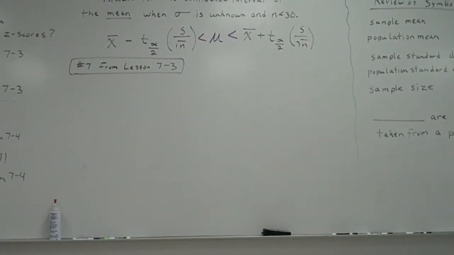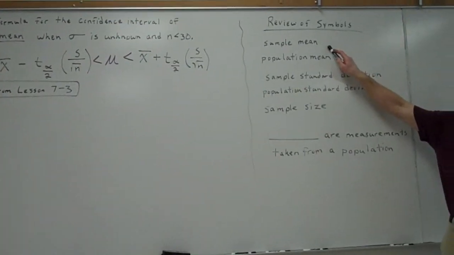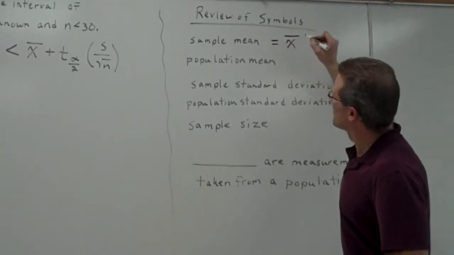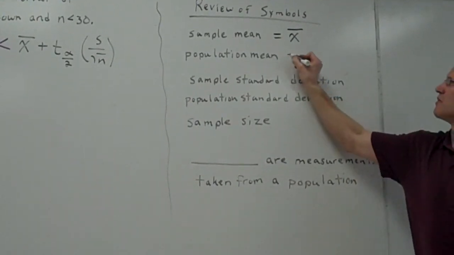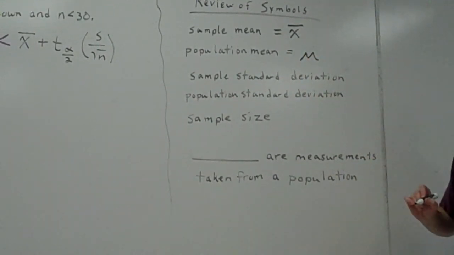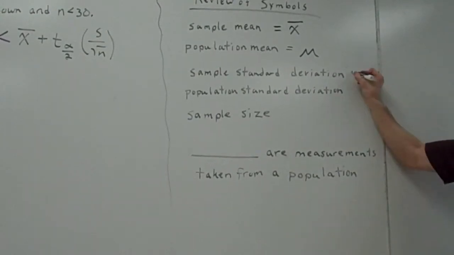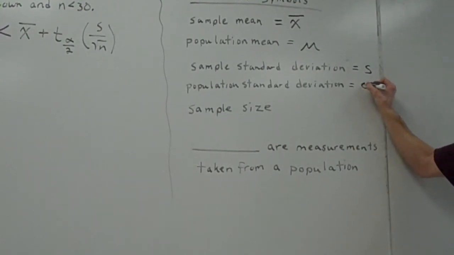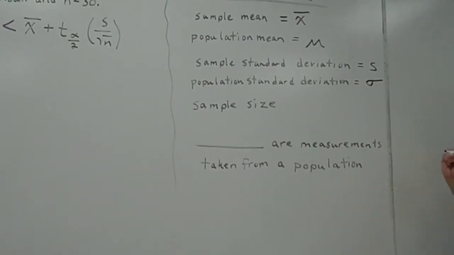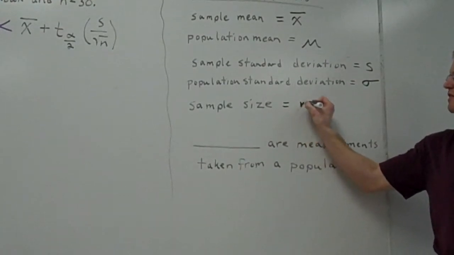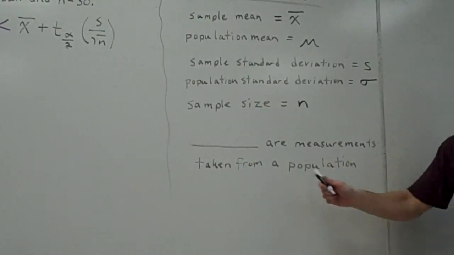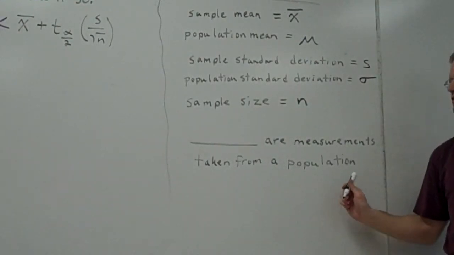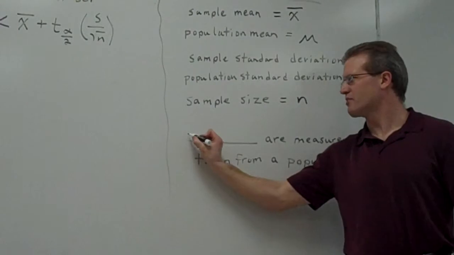All right, we're going to use some symbols first. Sample mean. What's the symbol for sample mean? X bar. Population mean. Sample standard deviation. That's S. How about the population standard deviation? Okay. How about sample size? And blank are measurements taken from a population. Parameters. Those are called parameters.